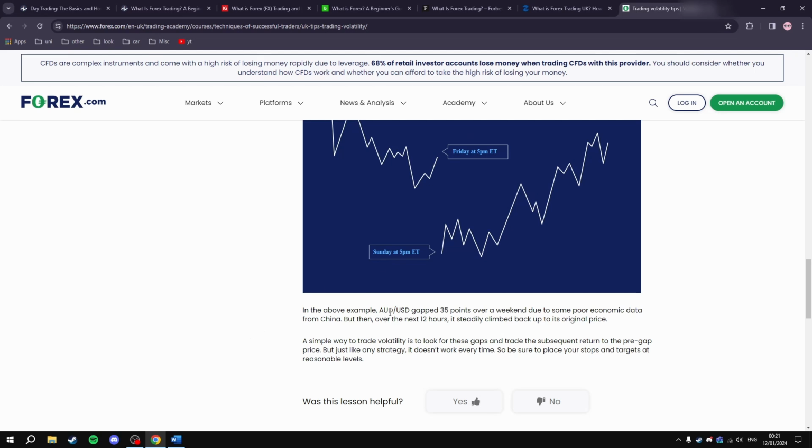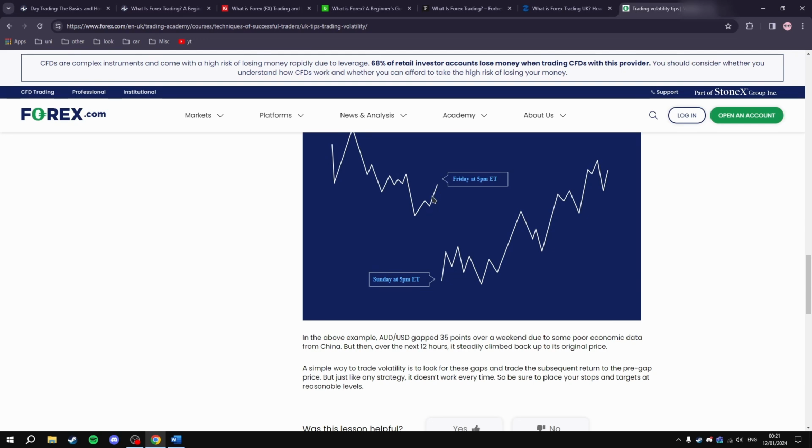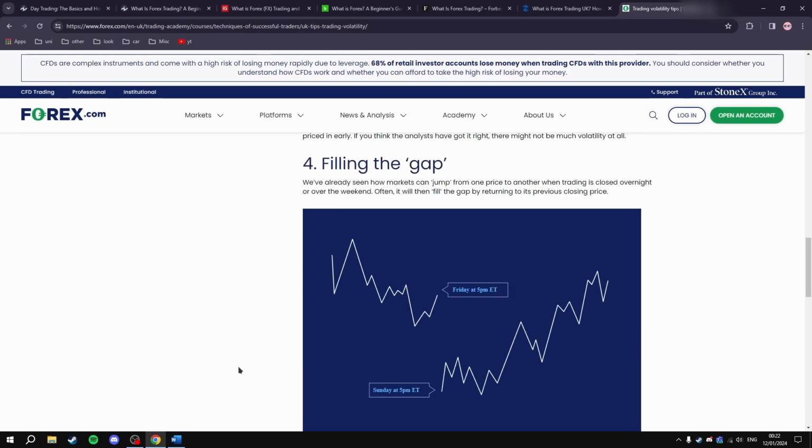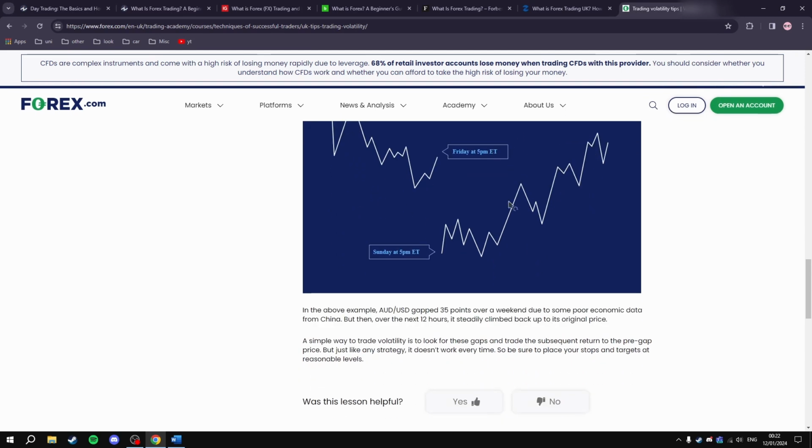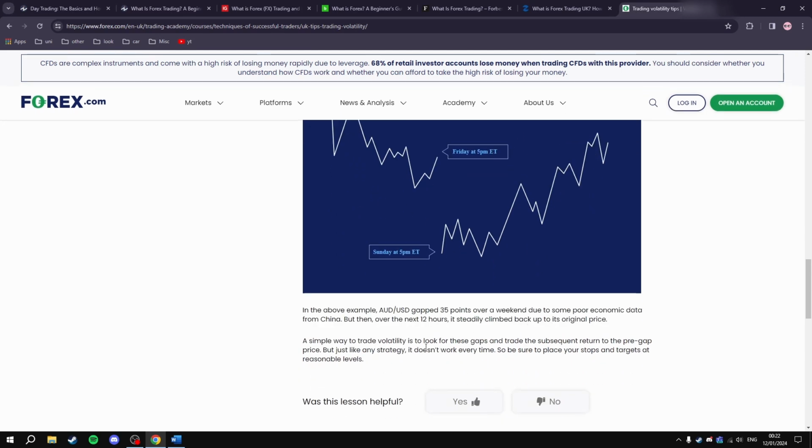In the above example, AUD/USD gapped 35 points over a weekend due to some poor economic data from China. But then over the next 12 hours it steadily climbed back to its original price. A simple way to trade volatility is to look for these gaps and trade the subsequent return to the pre-gap price. But just like any other strategy, it doesn't work every time, so be sure to place your stops and targets at reasonable levels.